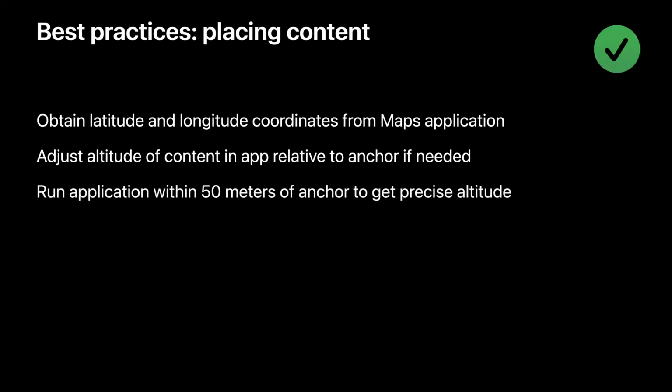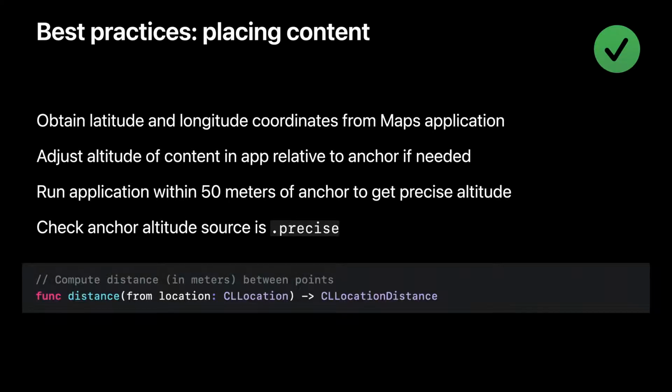If the app requires more precise content placement, add the geo anchor when the device is within 50 meters of its location. If ARKit places the anchor with precise altitude, it will update the anchor's altitude source field to indicate this. The CLLocation class has a method that can be used to compute the distance in meters between 2 points. This can be used to verify that someone is close to a location before adding an anchor. This concludes our session on location anchors.